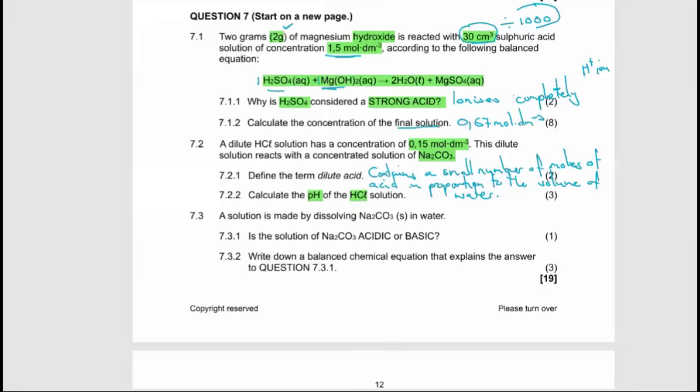Then to proceed to the next question, which is 7.3. A solution is made by dissolving sodium carbonate, which is solid, in water. Is the solution of sodium carbonate acidic or basic? Basic. So we know this is sodium carbonate, so it has to be basic. Then they're saying write down a balanced chemical equation that explains the answer in question 7.31.